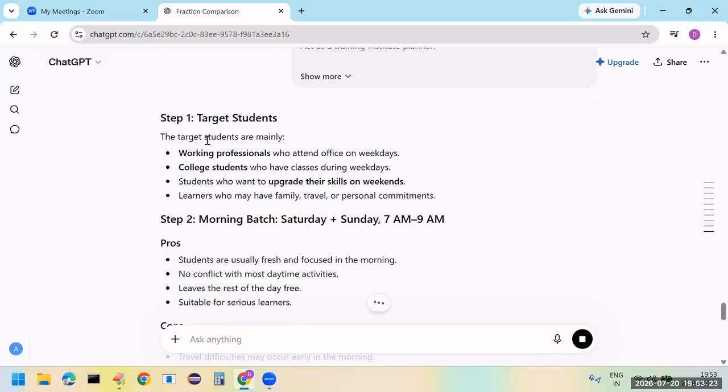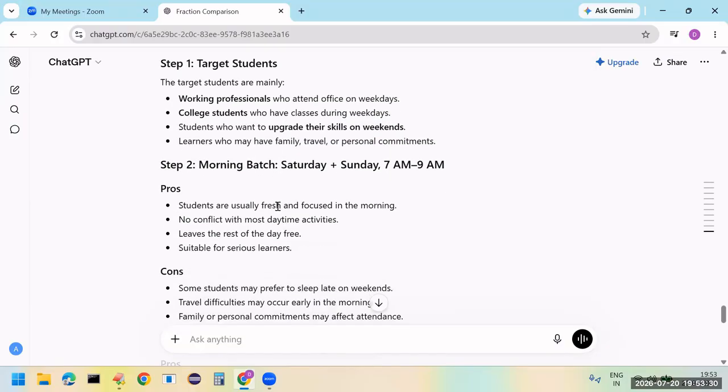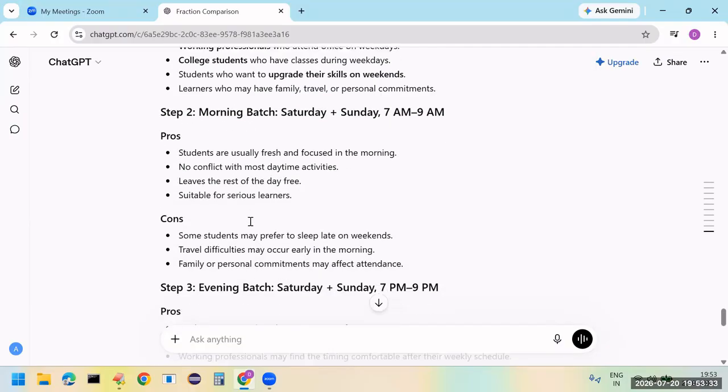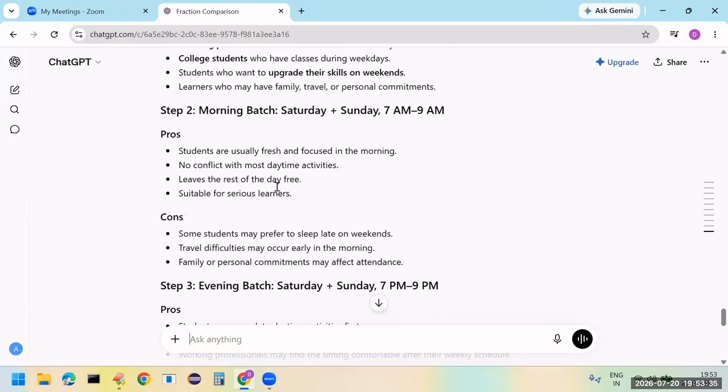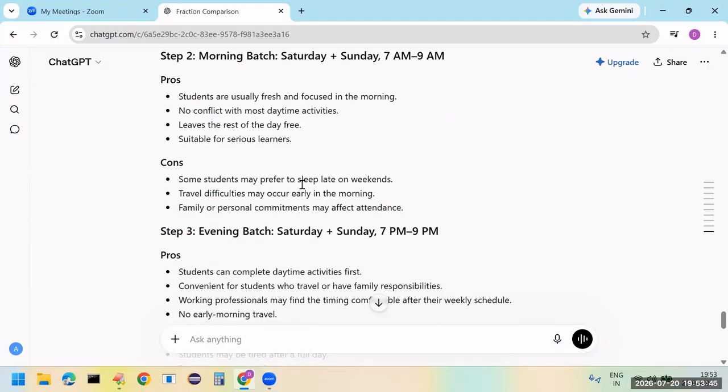The target students: working professionals, college students, and students who want to upgrade their skills on weekends. Morning batch pros: students are usually fresh and focused, no conflict with most daytime activities, leaves the rest of the day free, suitable for serious learners. Cons: some students may prefer to sleep late on weekends. Have you observed? It is analyzing. I am not giving anything. Travel difficulties may occur early in the morning. Family or personal commitments may affect attendance.